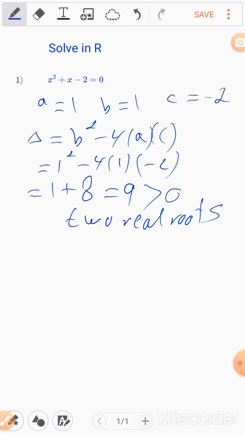Now the roots are x prime equal minus b plus radical delta over 2a.